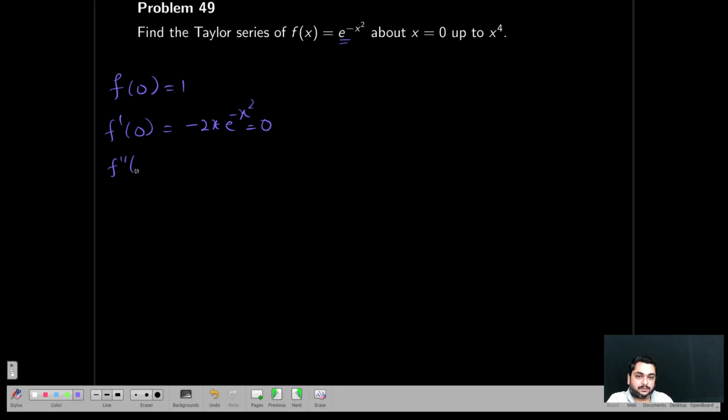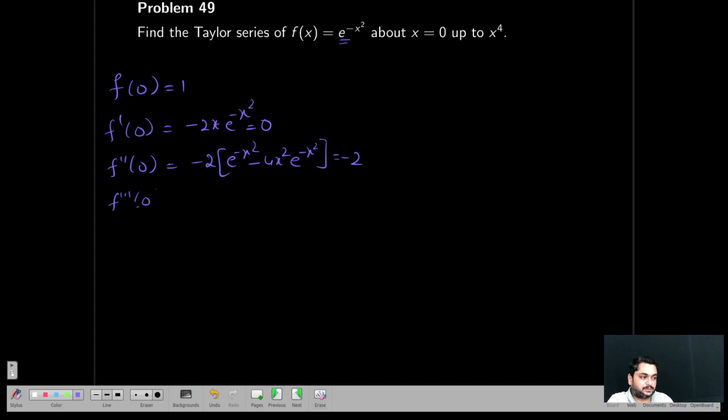f double dash of 0: again differentiate this, minus 2 keep it outside. This will be e power minus x square minus 4x square into e power minus x square. So we put 0 here, we will get it as minus 2.